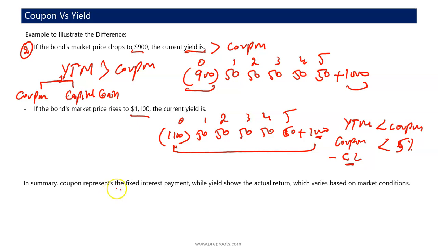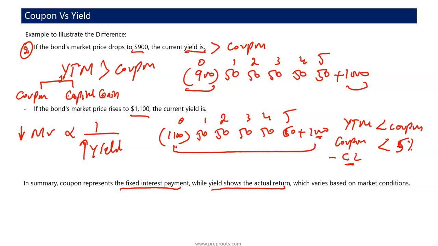In summary, coupon represents the fixed interest payment. Coupon will not change. Yield shows the actual return, which varies. If market value increases, yield will decrease. If market value decreases, yield will rise. So YTM has an inverse relation with the market value. If yield rises, market value will fall. If yield falls, market value will rise.